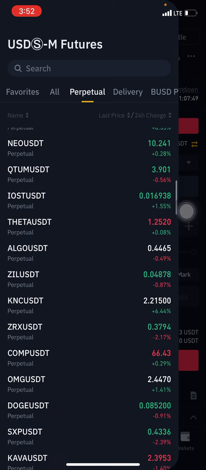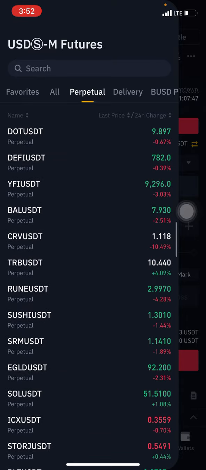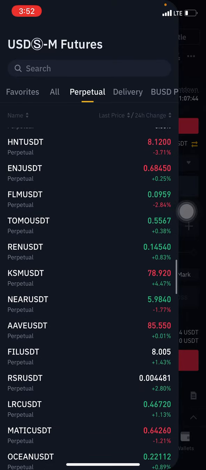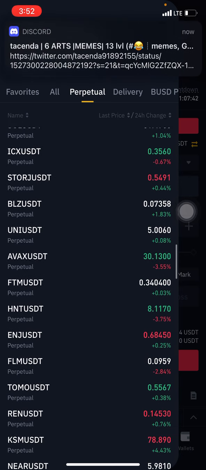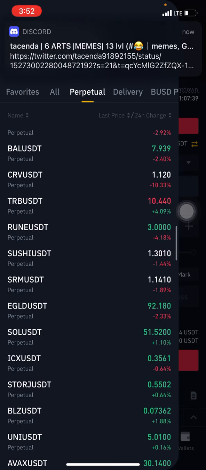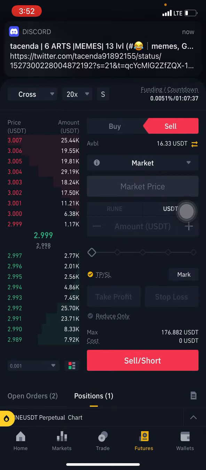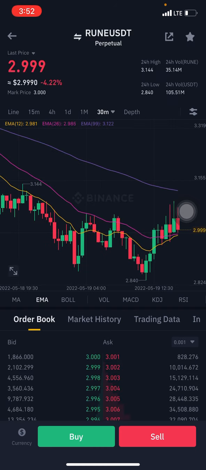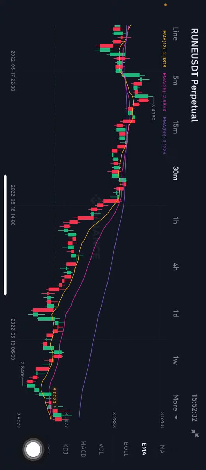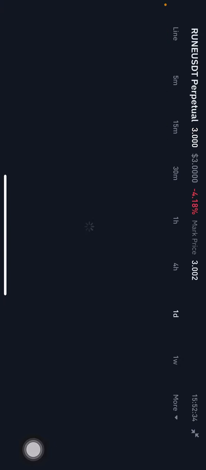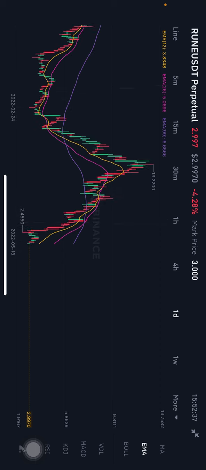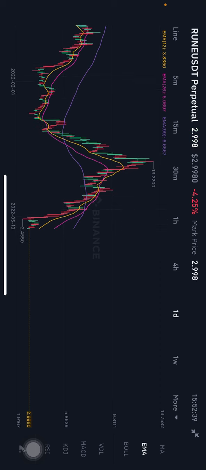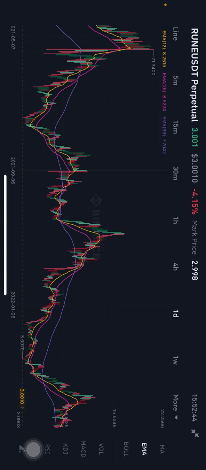So let's look at Rune. Is that Rune USDT? Let's go to the chart and turn it over and see what we have here. Remember, I'll go to my day charts. I'll see the market, this one is in a downtrend. Obviously, you don't need to be told. It's in a downtrend.